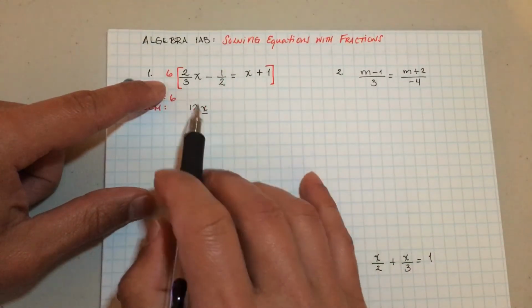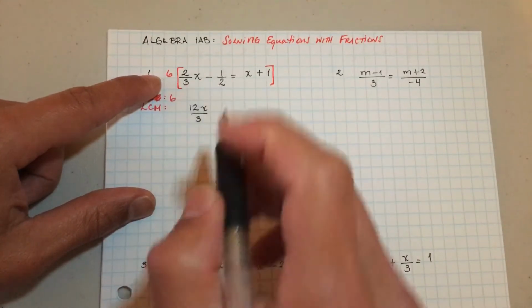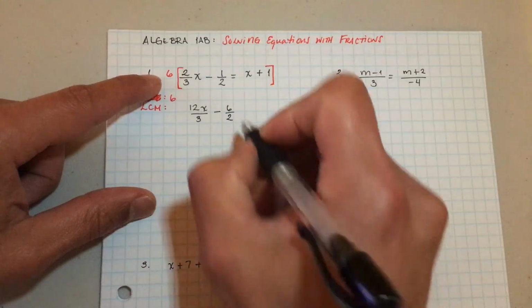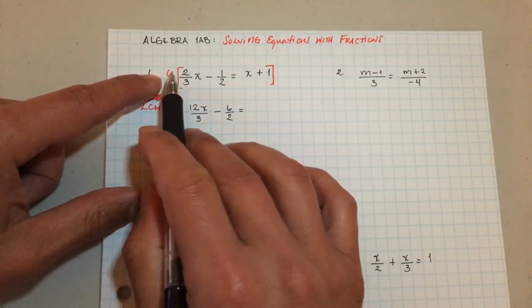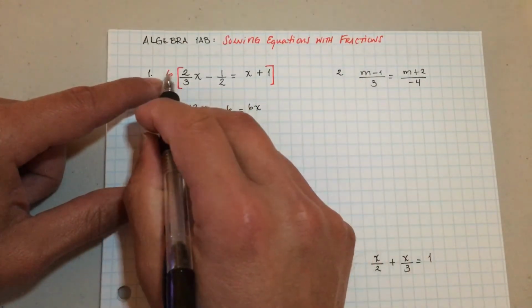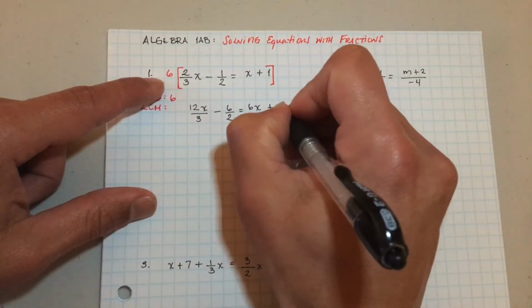And then you multiply everything the same. 6 times 1, 6 por 1, 6. El 2 de abajo se queda igual. And then 6 times x is 6x. So you're just multiplying the top. And then 6 times 1 is 6.